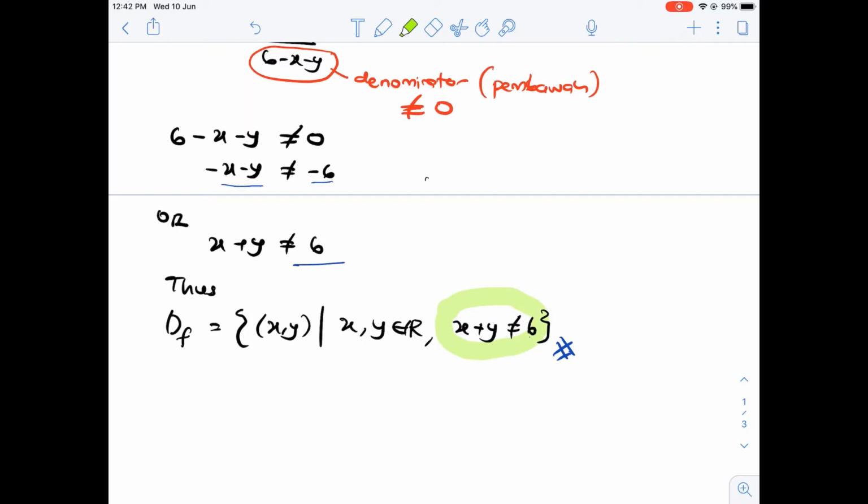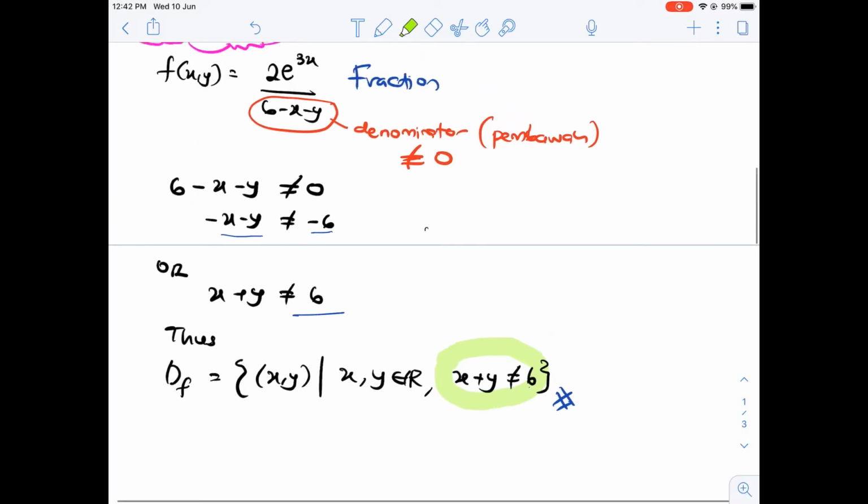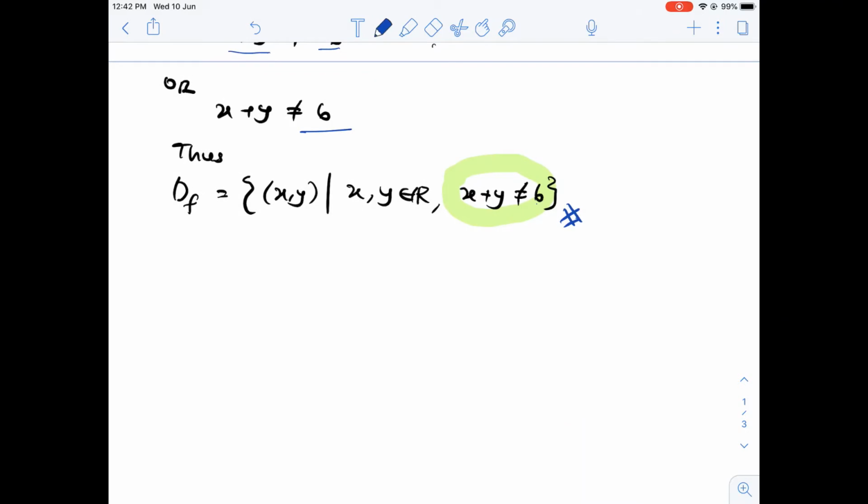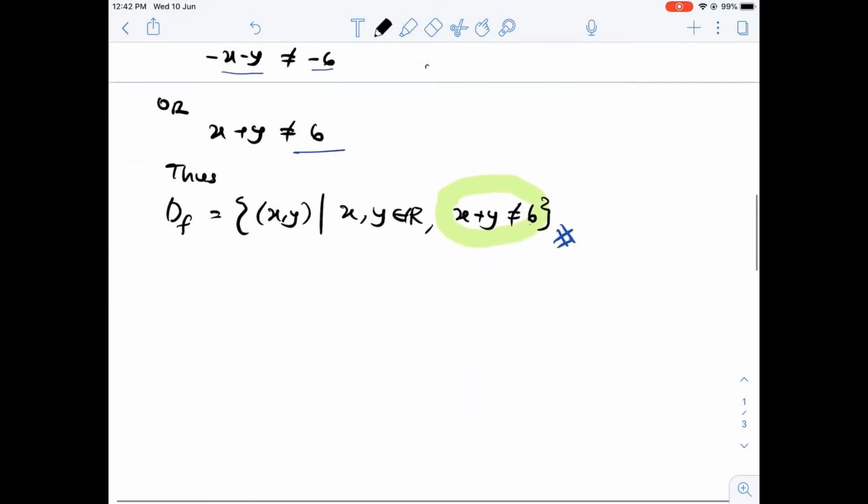Okay, x plus y cannot be equal to 6. Why? Because if x plus y equals 6, the denominator will become 0. So this function will not be valid. This function will not be valid if the denominator equals 0. So that's why x plus y cannot be equal to 6. Okay, now let us proceed to question number 4.